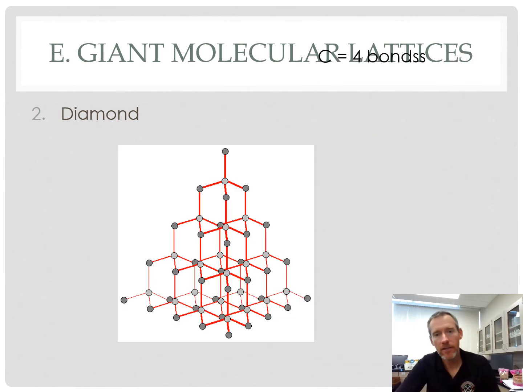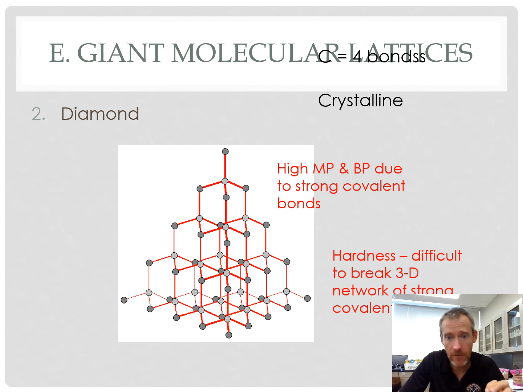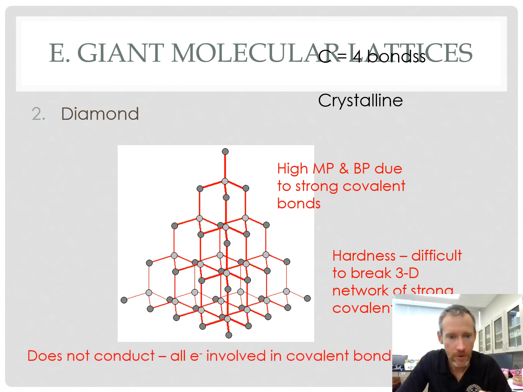Diamond, on the other hand, has 4 bonds strictly. It's a crystal structure, tetrahedral shape, very strong, high melting point. It's difficult to break. It's one of the hardest structures or elements out there, the diamond structure. And that's because of the 3D covalent network. So it's all covalent bonds. There are no delocalized electrons in diamond. So it doesn't conduct electricity because all 4 bonds are involved between atoms.